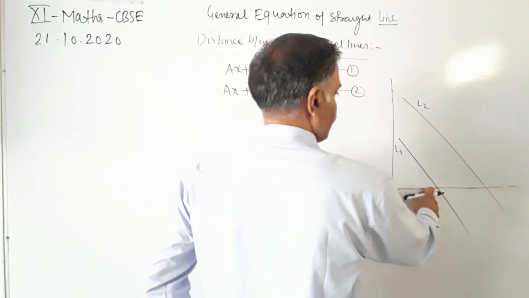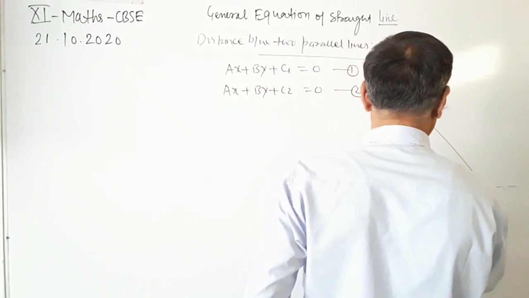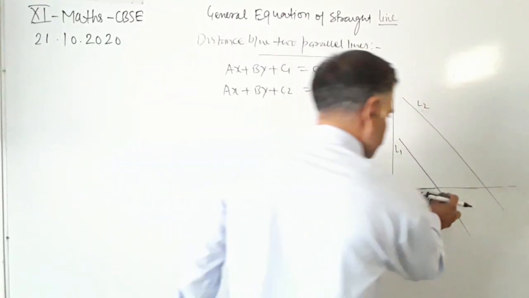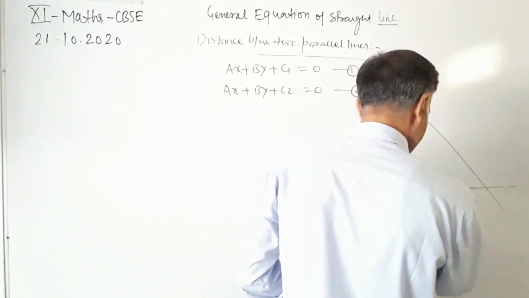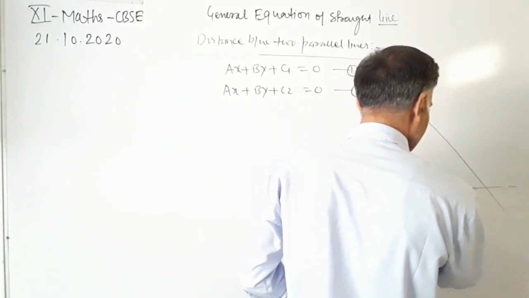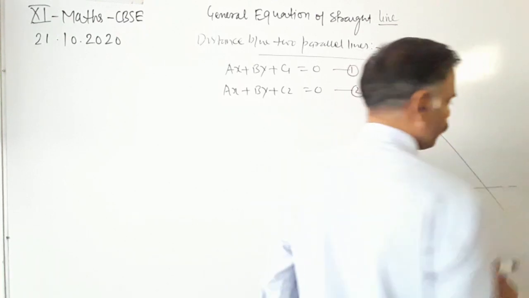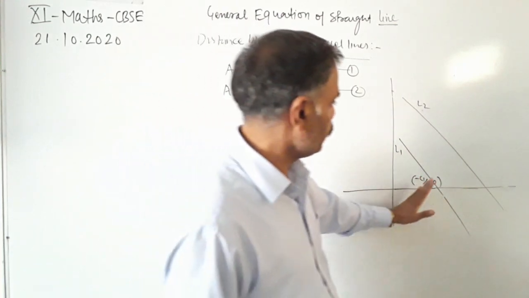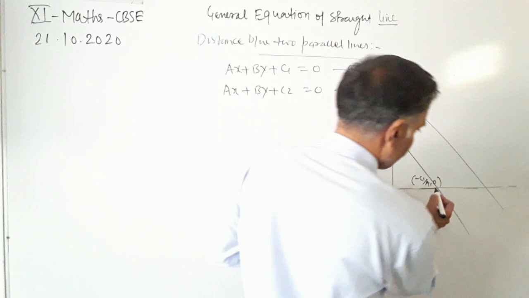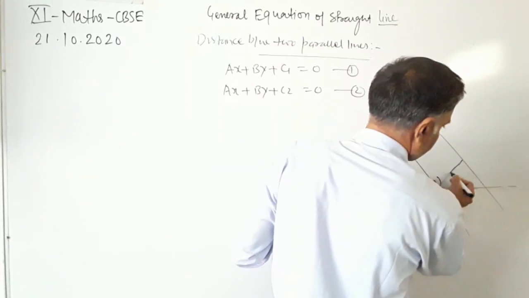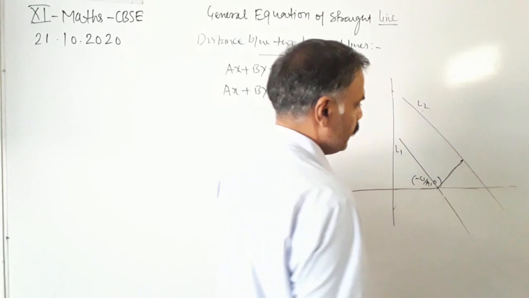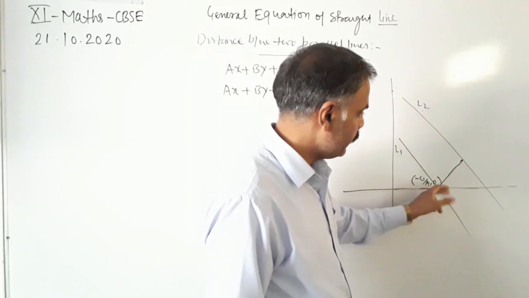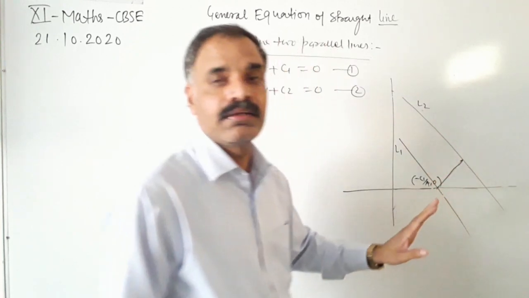The first line will intersect the x-axis at the point minus c1 upon a and 0, and this point is minus c2 upon a and 0. Now this is a point on the line L1. We have to find the perpendicular distance between these two lines. Distance between parallel lines means perpendicular distance between them. So we have a point on the first line, and we will find the distance of this point from the second line.